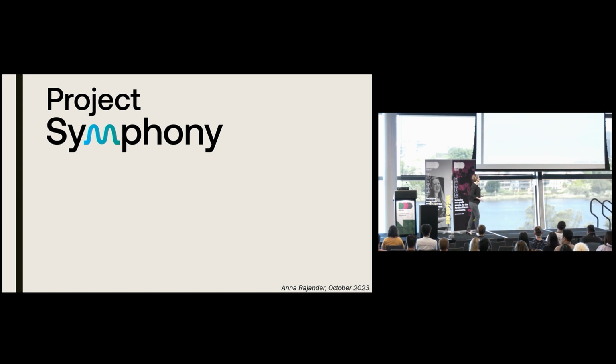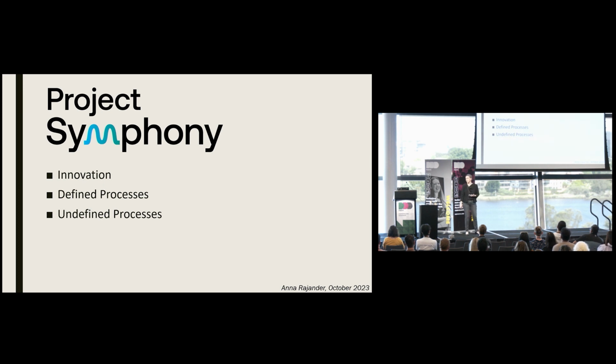So in summary, Project Symphony included a combination of problems that required collaboration and exploration to discover new and innovative solutions, defined processes for physical deliverables, such as the implementation of the 1 megawatt battery, and fairly ambiguous processes, such as the one to obtain council approval.